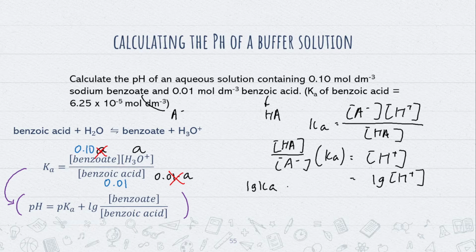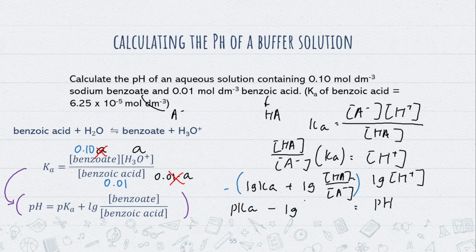You can express it as log Ka plus log of your weak acid over your conjugate base. But we are trying to find pH, which is negative log. So if we multiply by negative on both sides, you will get your pH here. When we expand the negative, we will get pKa, because pKa is just negative log Ka, minus log HA over A minus.